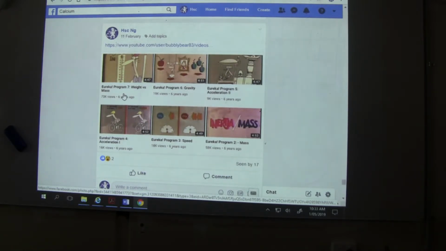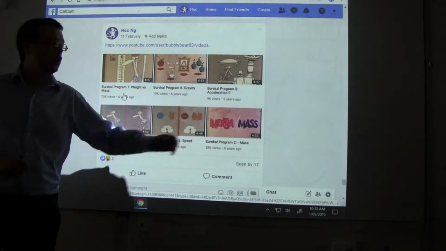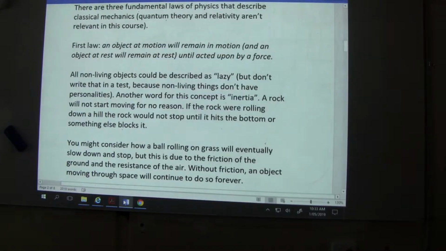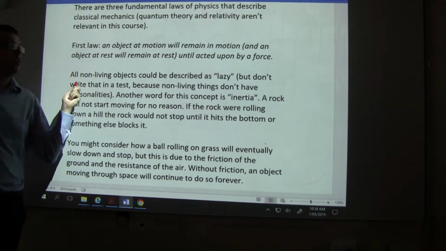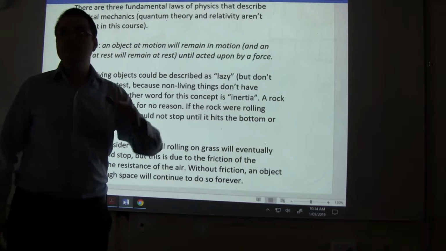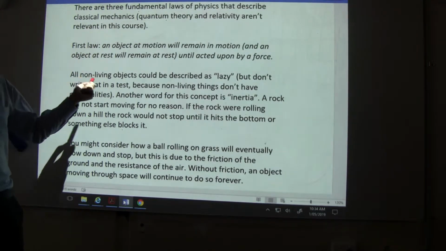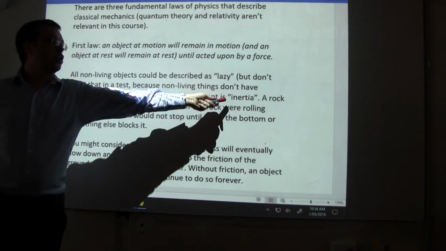The first one's called Inertia. It talks about inertia, and it says that objects are lazy. Anything that's not living wants to keep doing what it's already doing. So let's read. All non-living objects could be described as lazy. Don't write that in a test, because they're not alive, and that will lose you marks. But another word for this concept is inertia.